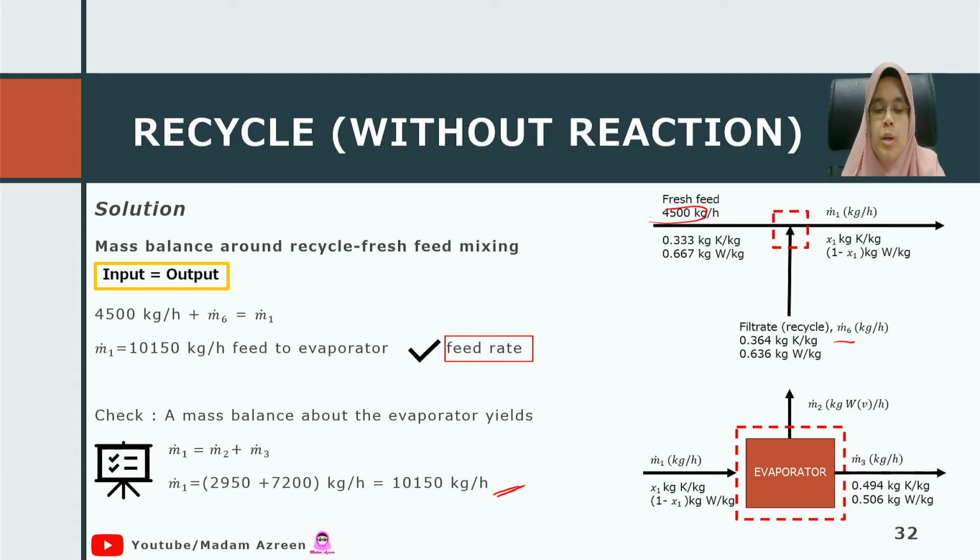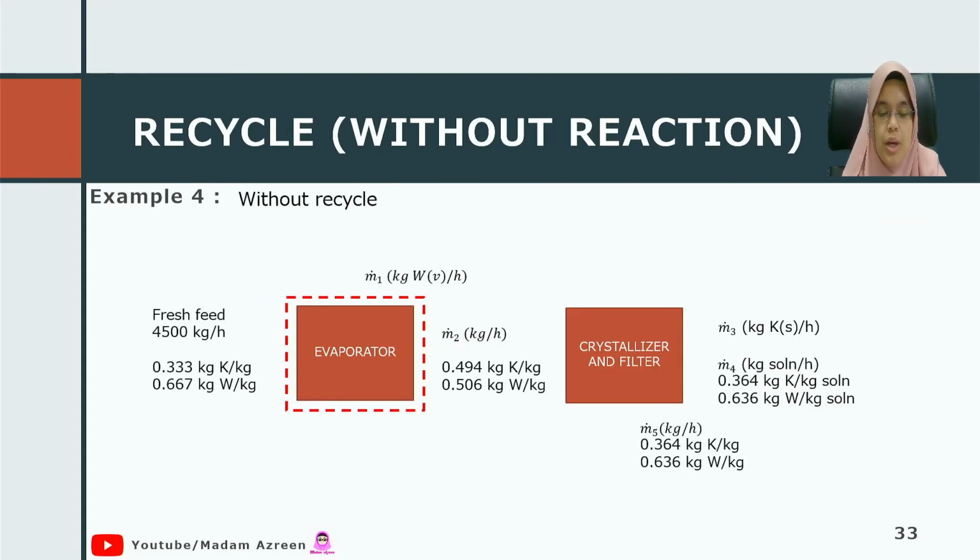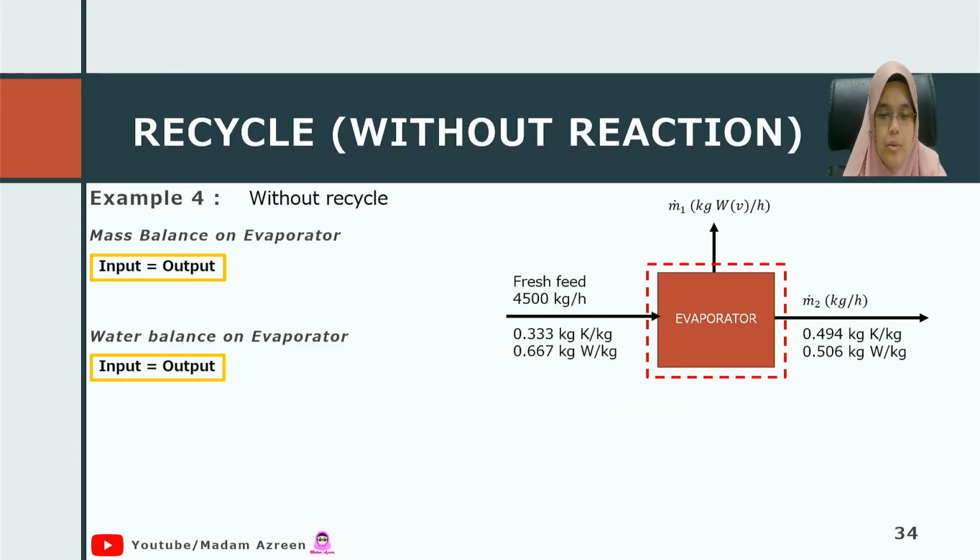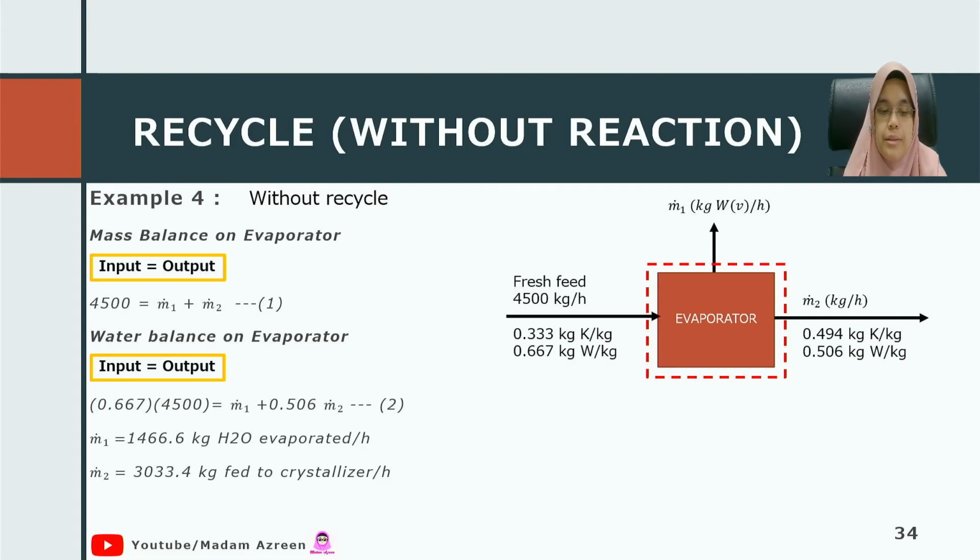How about question B? What happens to the production rate if you don't recycle? When you have an evaporator and a crystallizer and you don't recycle anything, you just discard. So without recycle, we don't need that recycle stream. You can straight away do a mass balance at the evaporator, and you get one equation for M1 and M2. Another water balance at the evaporator gives another equation. Solve them directly to get M1 and M2.